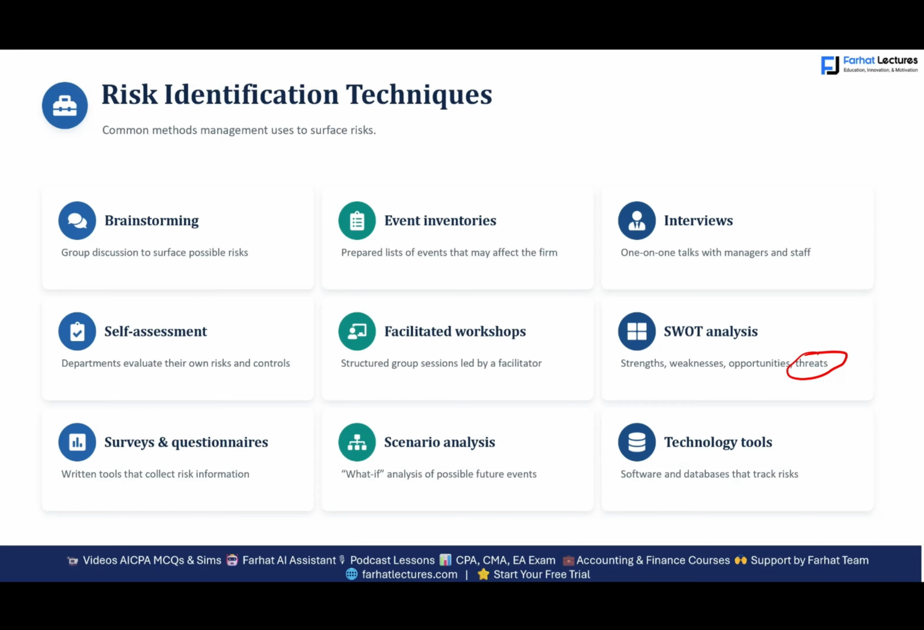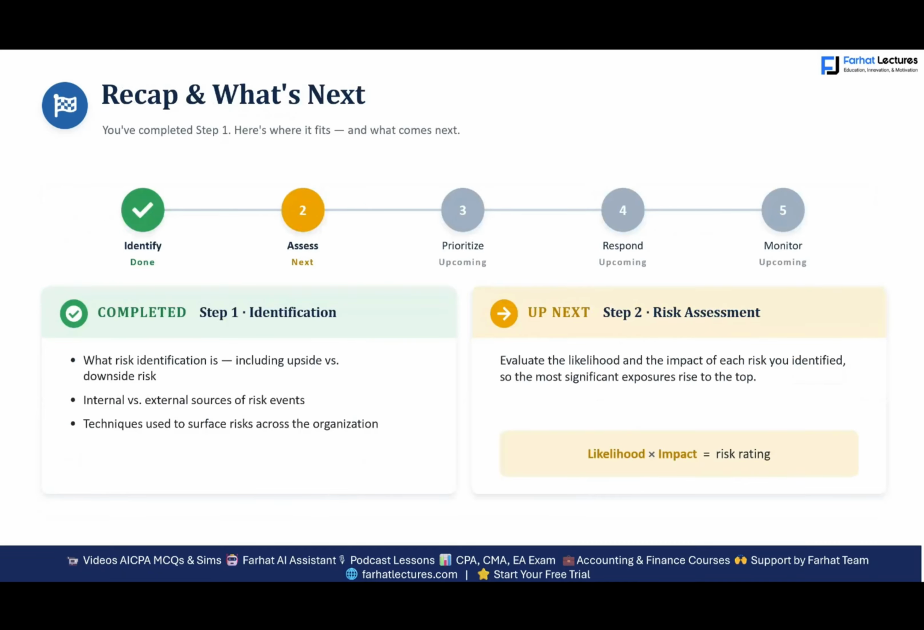Those are not the only ways, but the company will need to identify the risk, whether it's internal or external. So in this session, we identify the risk, internal, external, what's risk, and how should we identify the risk. In the next session, we would look at risk assessment. I might do risk assessment and prioritizing the risk at the same time, basically evaluating the likelihood and the impact of each risk you identify. So the most significant exposures rise to the top, because we might have a list of risks. We identify them. We should not treat all equally. First, we assess, then we prioritize.